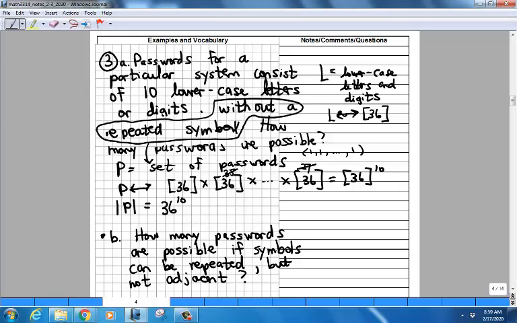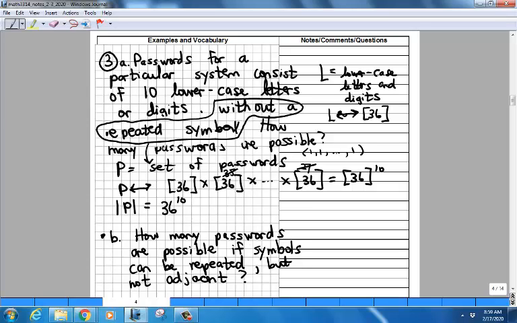They are in sequence, because first you pick the first letter, then you pick the second letter, then you pick the third letter. You're not simultaneously picking all 10 letters in this algorithm. So you're making a series of choices in sequence, and how many choices do you have at each branch point there?